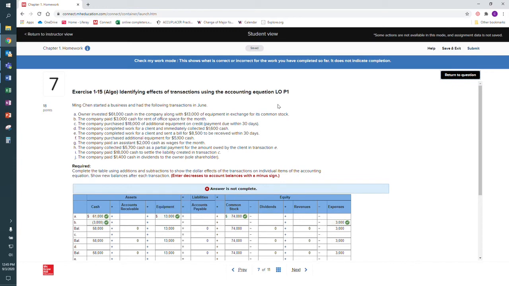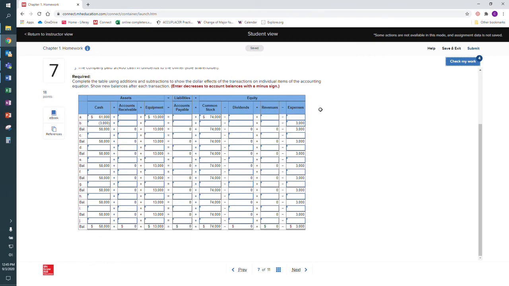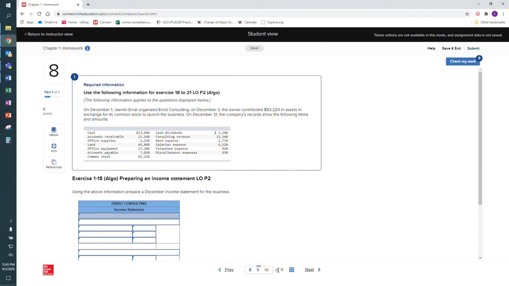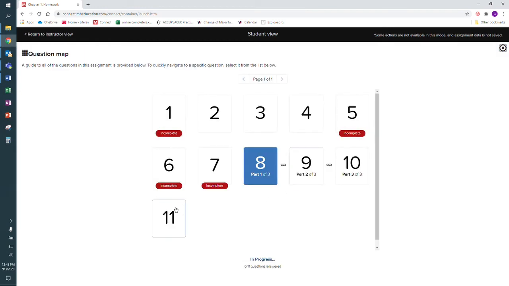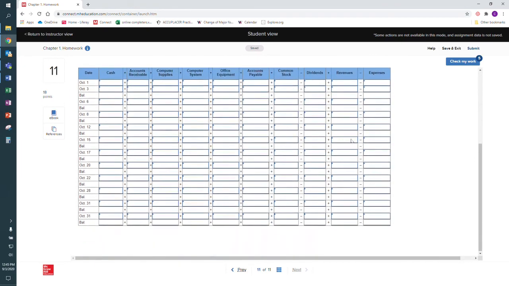I think we are done reviewing this one, so let's return to our questions, get out of that check your work screen, and then we will move on. One thing before we do that, 8, 9, and 10 are connected and they are financial statements. We're going to go over that in just a second, but I want to skip to number 11 for a second because this is the second big table.